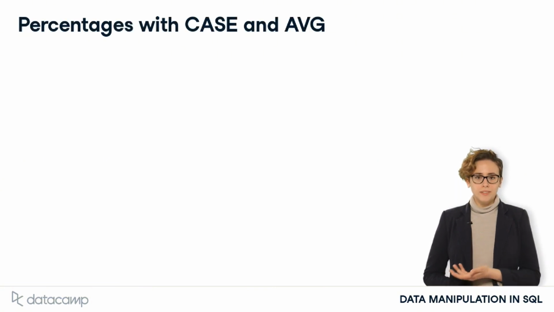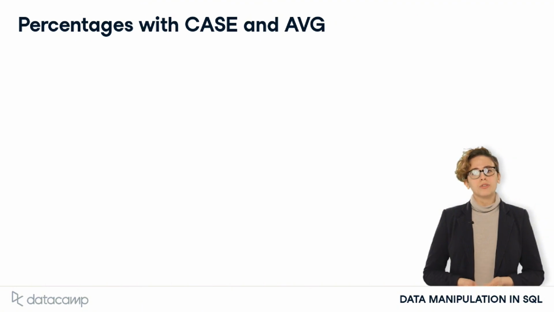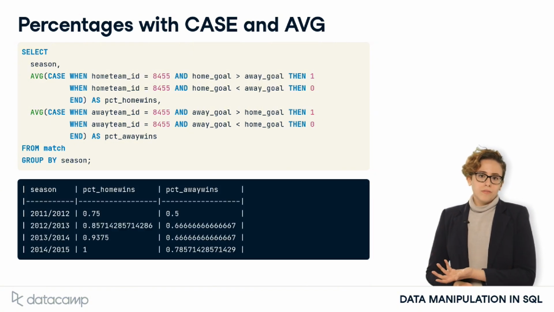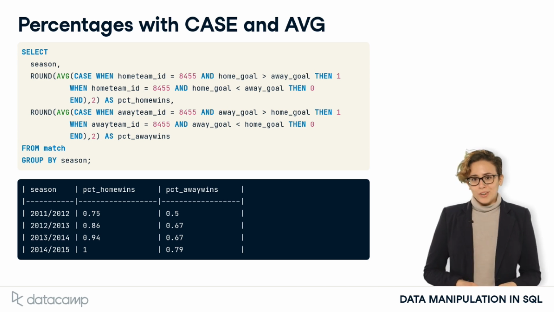The second key application of case with average is in the calculation of percentages. This requires a specific structure in order for your calculation to be accurate. The question we're answering here is, what percentage of Liverpool's games did they win in each season? The first component of this case statement is a when clause, identifying what you're calculating a percentage of. In this case, how many games did they win? This is tested in the same way as the previous slides, and your then clause returns a 1. The second component identifies Liverpool's games that they lost and returns a value 0. All other matches, ties, games not involving Liverpool, are excluded as nulls. Here are the results of this query. And here's the rounded, more readable version of the results.